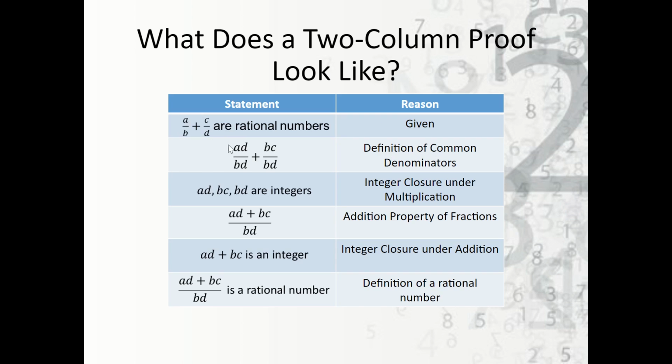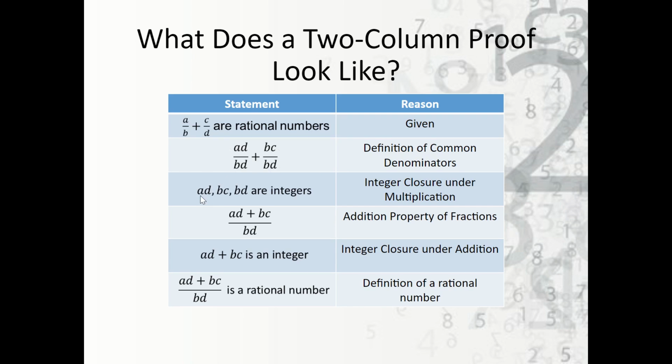So we can say that this is AD over BD plus BC over BD. How do we know that? Well, all we did there was, to get from here to here, we found common denominators. And that's the definition of common denominators, right? That's something that we know to be true. So we use the definition of common denominators to be able to add these two rational numbers, even though they don't have common denominators already.